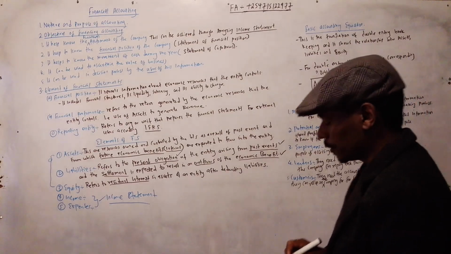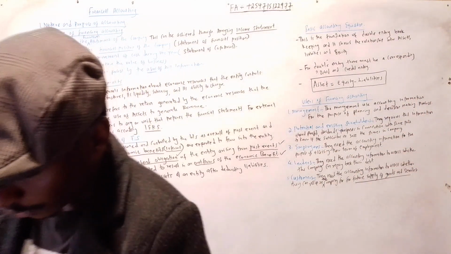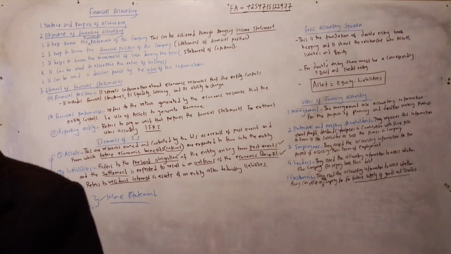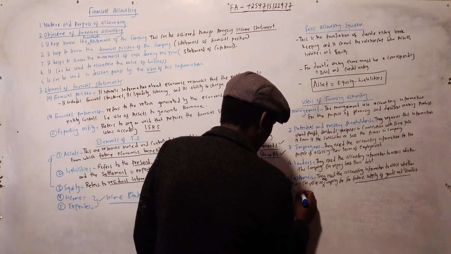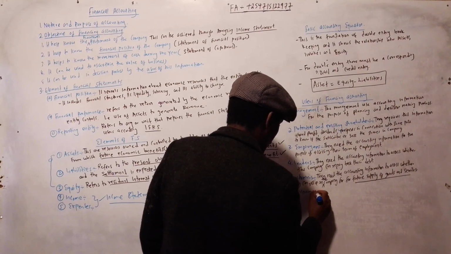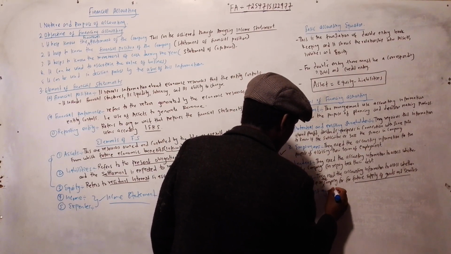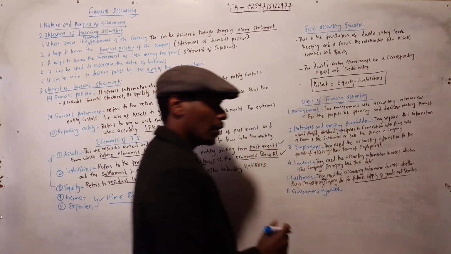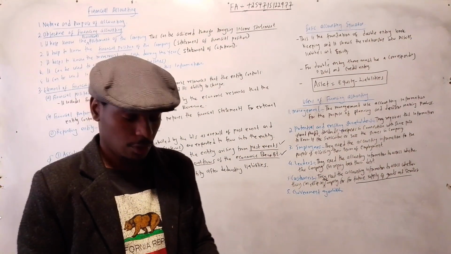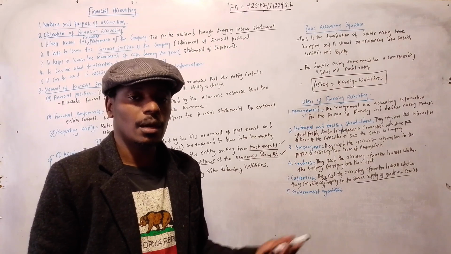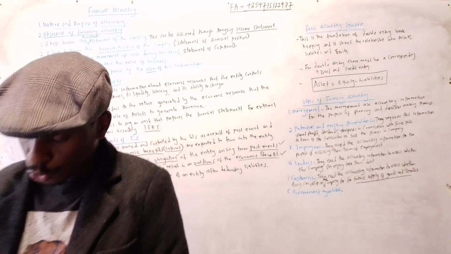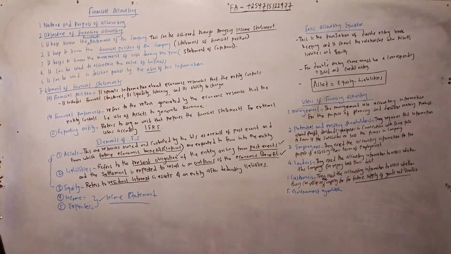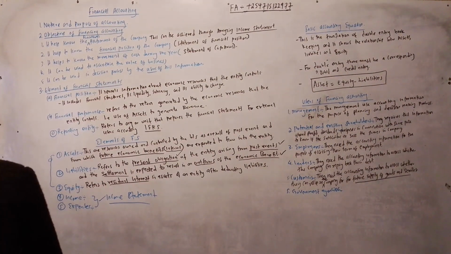So we have others. Government agencies, for example, the KRA. Government agencies rely on this information to determine the amount of tax that the company is supposed to pay. So the government agencies rely on the accounting information so as to know the amount of tax the company is supposed to pay.